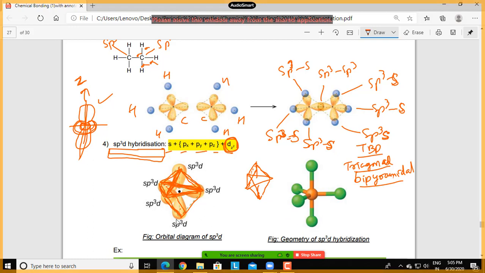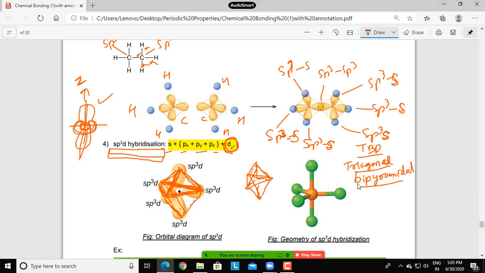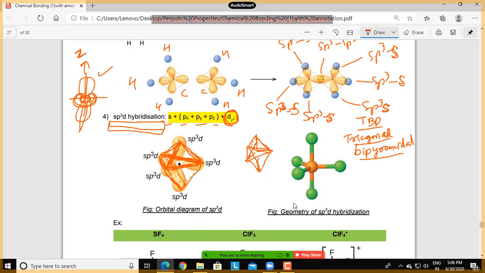So there will be two pyramids, that is known as trigonal bipyramidal. This shape will come if you mix all these 5. Is it clear? Yes, sir. Trigonal bipyramidal, TBP shape. So sp3d shape is trigonal bipyramidal shape. This is the shape. Example I tell you.